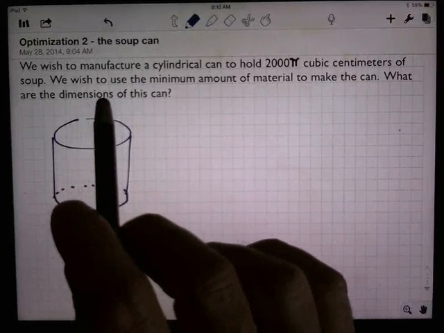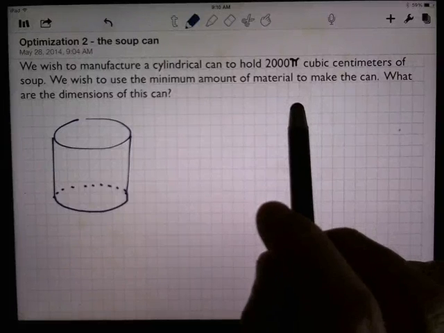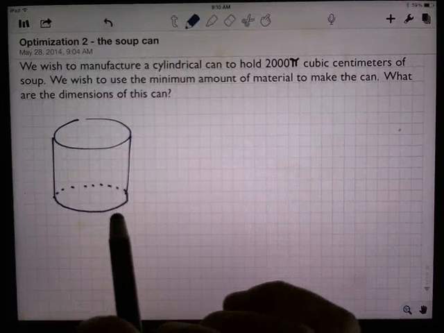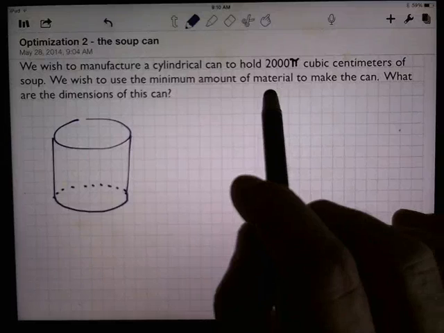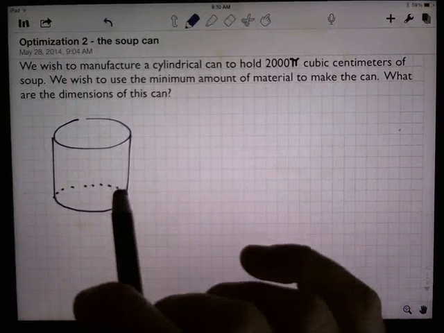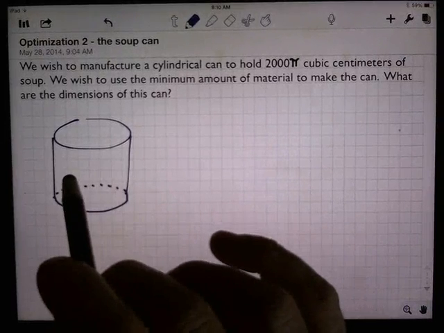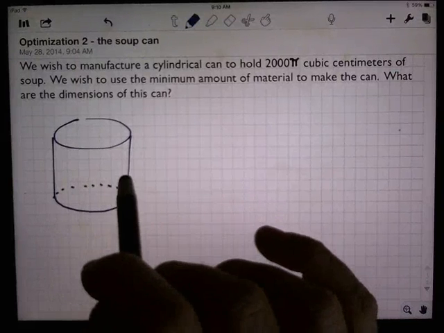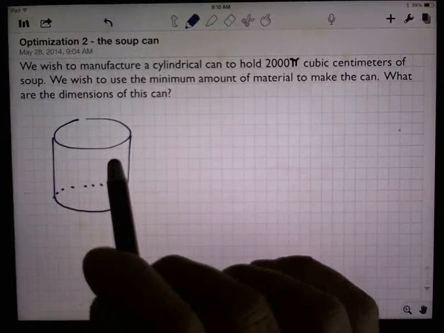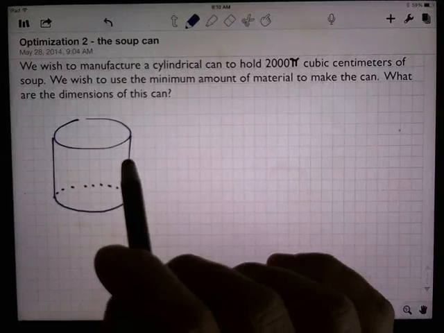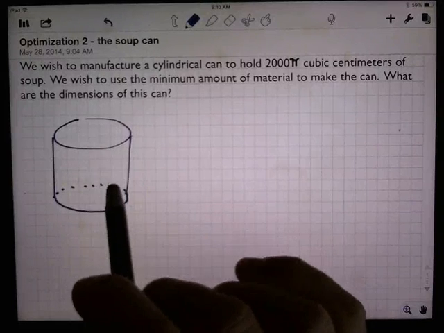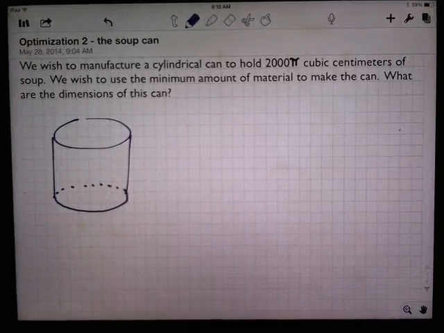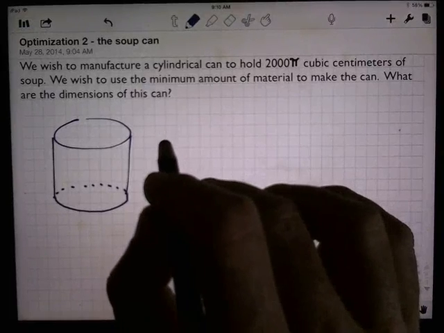We wish to use the minimum amount of material to make this can. What are the dimensions of the can? Okay, minimum amount of material. What do I mean by amount of material? Well, to make this can, I need to make a top and a bottom and the sides. So maybe I can assume uniform thickness, so maybe the thing that I need is the area.